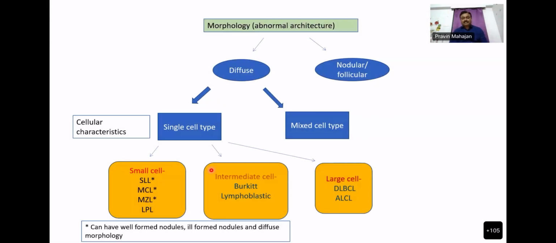In the intermediate cell category, you have two tumors which you have to remember. One is Burkitt lymphoma, which is a mature lymphoma, and another is lymphoblastic lymphoma, which is an immature lymphoma. And in single cell type large cell lymphomas, DLBCL is the prototype, and in T cell lymphoma, it is the anaplastic large cell lymphoma, or ALCL, which is the prototype.